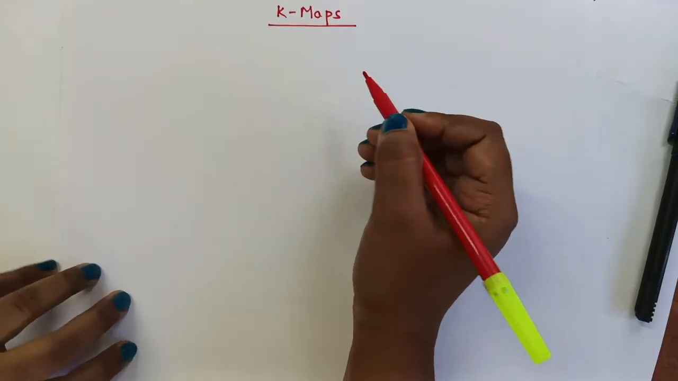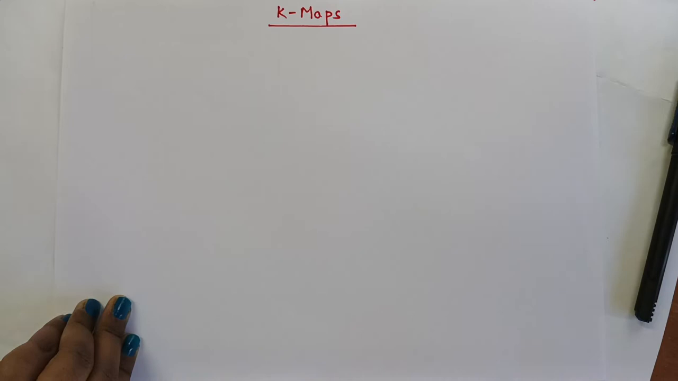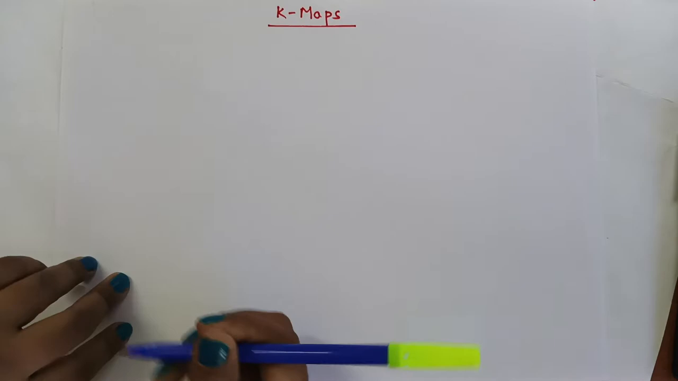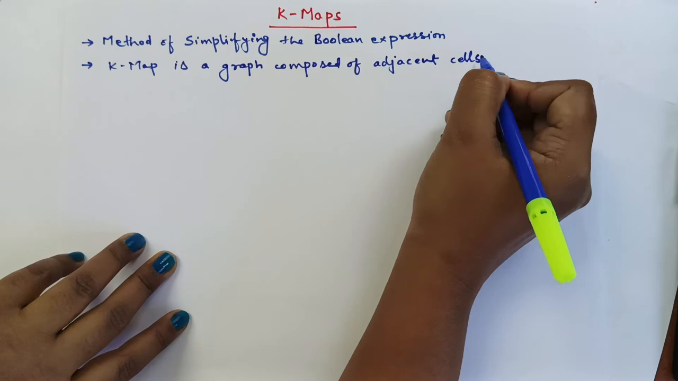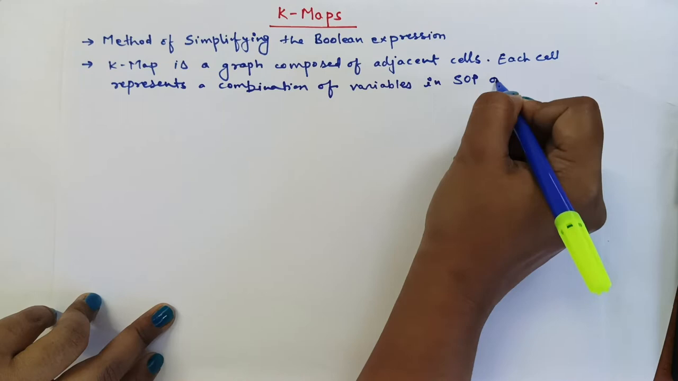Today in this lecture we are going to study the simplification of Boolean expressions using K-maps. What is a K-map? It is a method of simplifying Boolean expressions, and a K-map is a graph composed of adjacent cells, and each cell here represents a combination of variables in sum of product form or product of sum form.